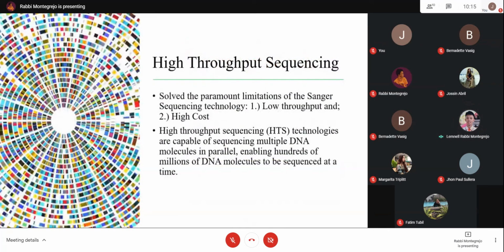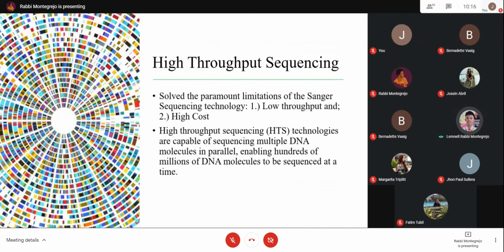So first, what is high throughput sequencing? Now, a predecessor of high throughput sequencing is the Sanger sequencing method. This was the method that was used to sequence the entire human genome 2 decades ago. Now, this method, the Sanger sequencing, had two prominent limitations. One was the low throughput, and two, the high cost.